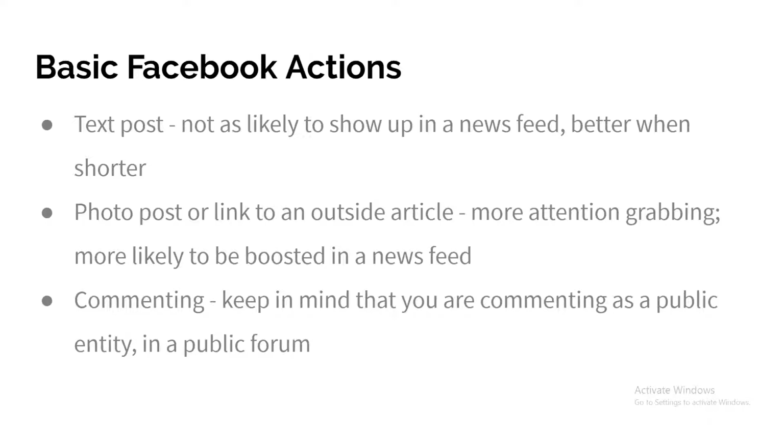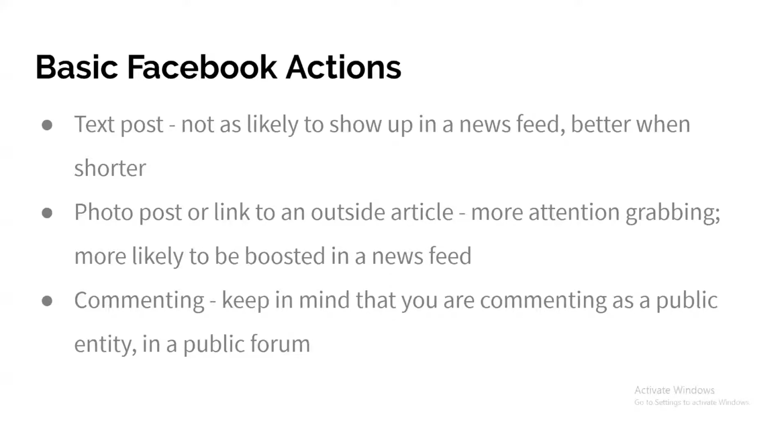I would highly recommend, if you're going to post anything, to make it a photo post or link to an outside article. This is more attention grabbing, number one. But number two, it's more likely to be boosted in the news feed. The algorithm likes a photograph. And so if you have a photo attached to whatever you're trying to say, or maybe you've made a picture of whatever you're trying to say, Facebook is more likely to put that in people's news feed.